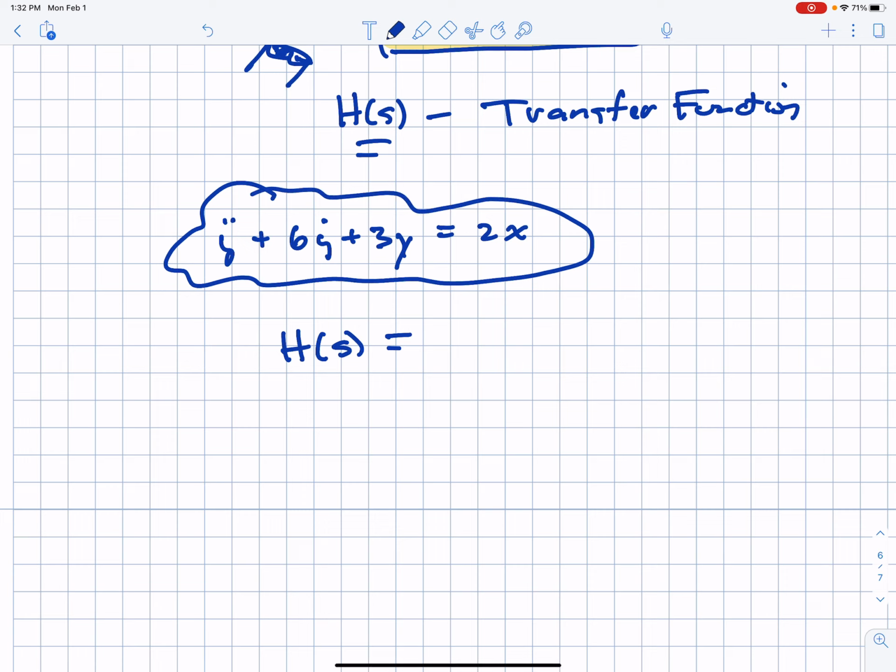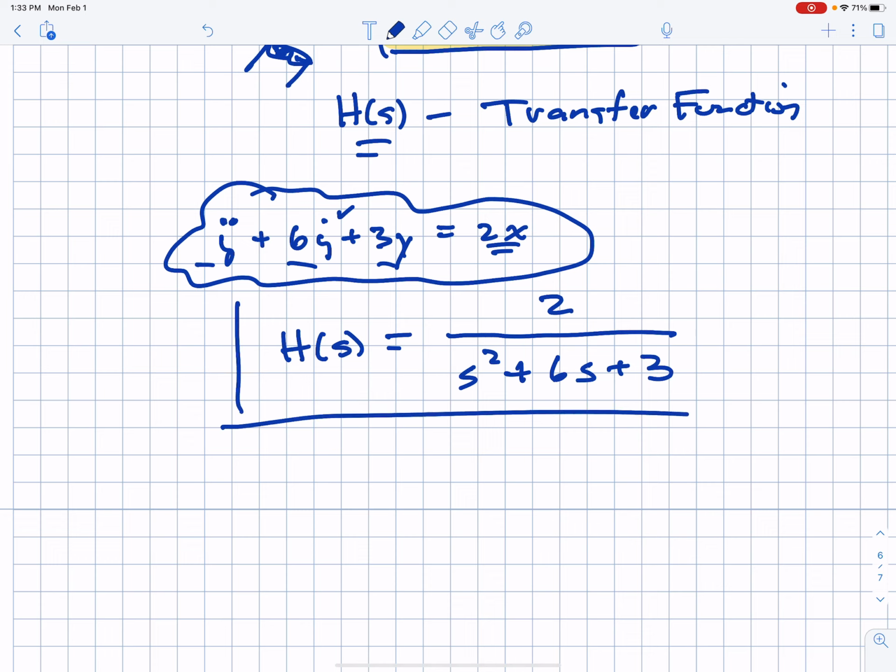Well, I know that on the bottom here, it's the coefficients from the Laplace transform of the left-hand side of the equation. So when I see the y double dot, I write down the s squared down here, plus 6s for the y dot, plus 3. And x doesn't have any derivatives, so that would just be a 2. So by inspection, I quickly wrote down the transfer function of this system. I want you to be able to do that. And from there, we can talk about what the solutions would look like given different types of inputs.